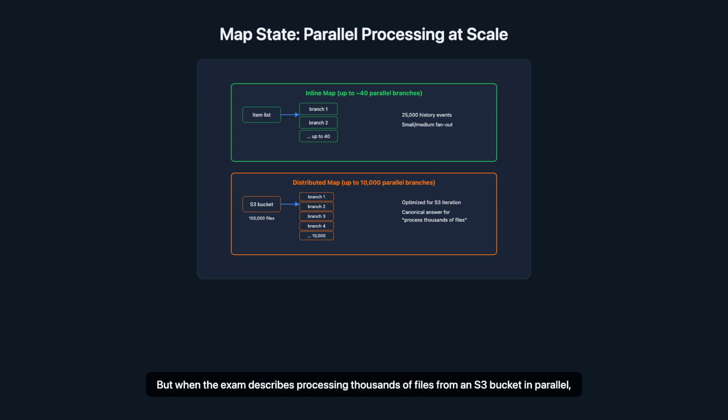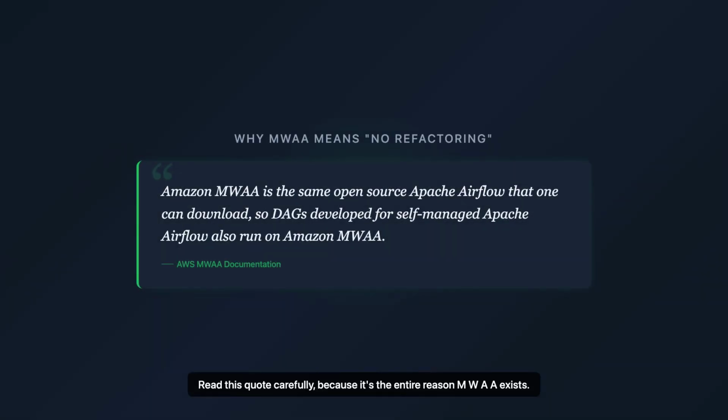But when the exam describes processing thousands of files from an S3 bucket in parallel, you want distributed map. Distributed mode runs up to 10,000 parallel branches and is specifically optimized for iterating over S3 objects. So when you see the keywords parallel processing of thousands of S3 files, the answer is Step Functions with a distributed map state.